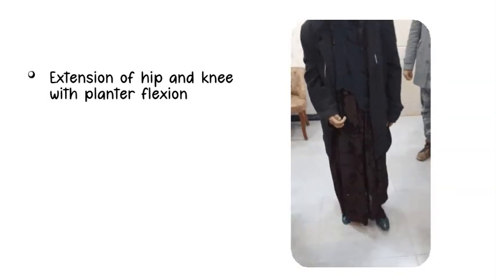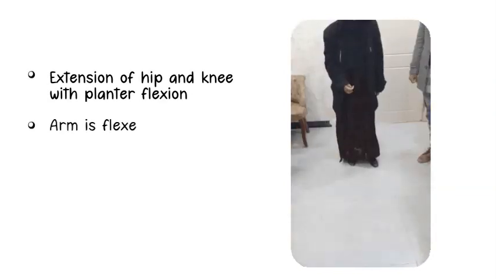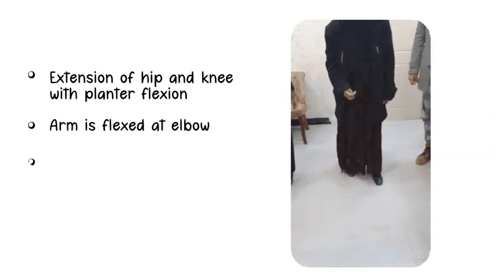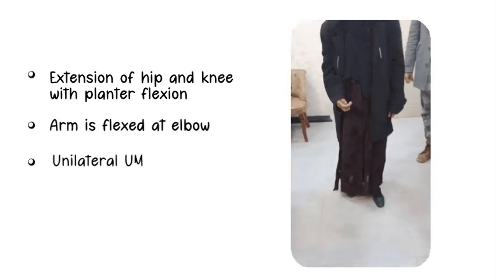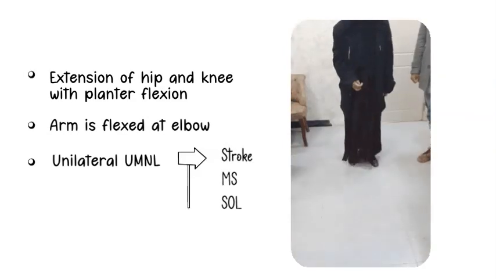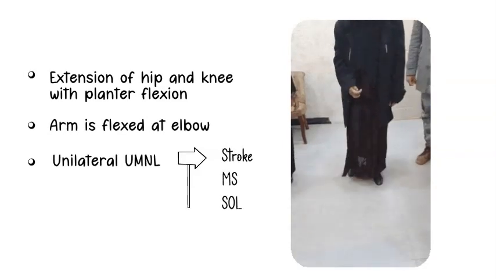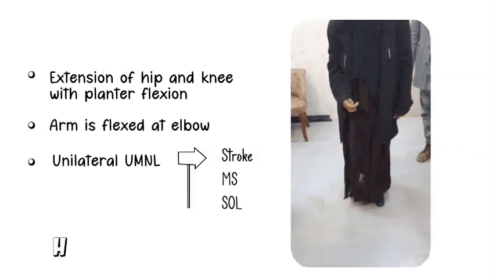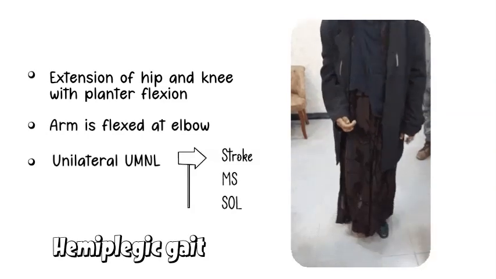Now look at this lady while walking, with extension of the hip and knee with plantar flexion. The arm is flexed at the elbow. This indicates a unilateral upper motor neuron lesion that occurs in stroke, multiple sclerosis, or space-occupying lesions. This gait is referred to as hemiplegic gait.